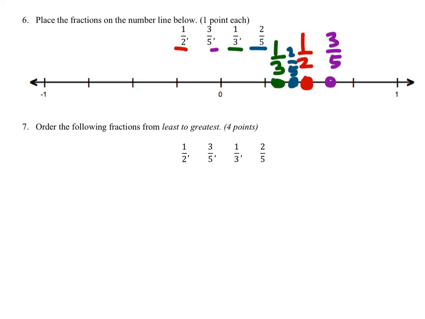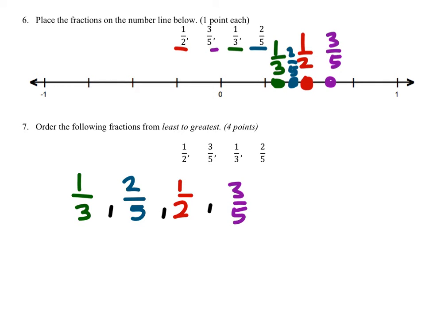All right, so ordering these from least to greatest. Starting with the number farthest to the left is the third. Next up is 2/5. Next up would be the 1/2. And then finally the 3/5.